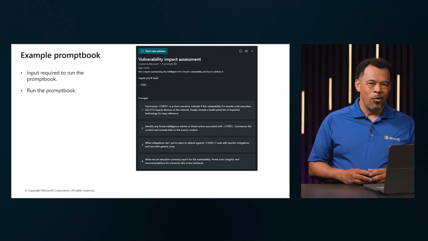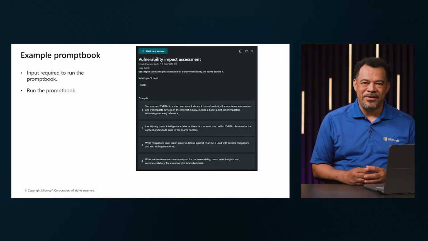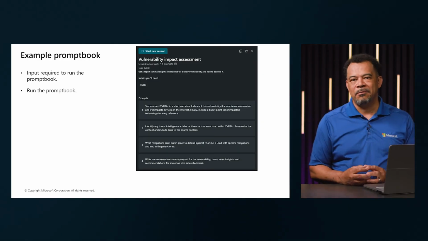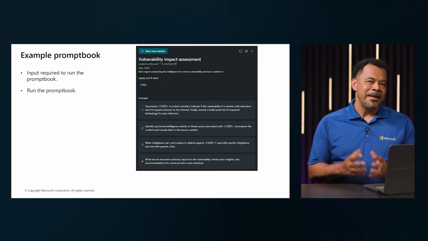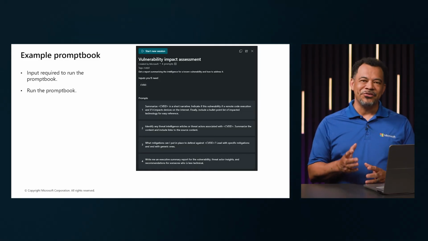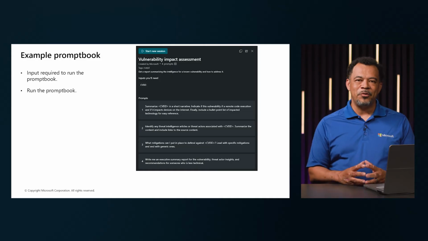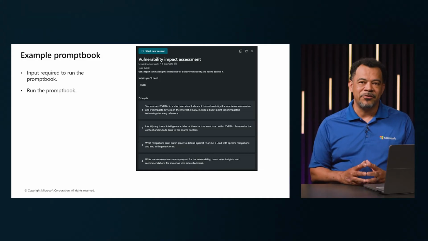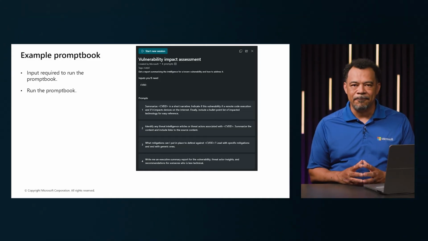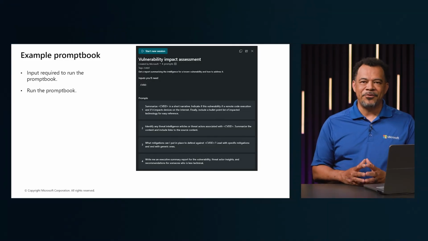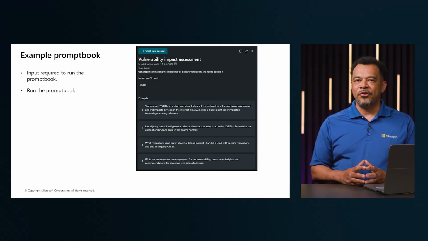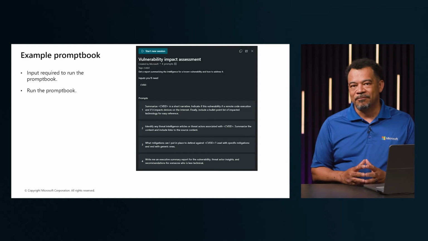So, what you're looking at here is a vulnerability impact assessment prompt book in Microsoft Security Copilot. It's basically a ready-to-use set of prompts designed to help you dig into specific vulnerabilities using the CVE ID. There are 4 prompts in this set, and each one walks you through a different part of the analysis.